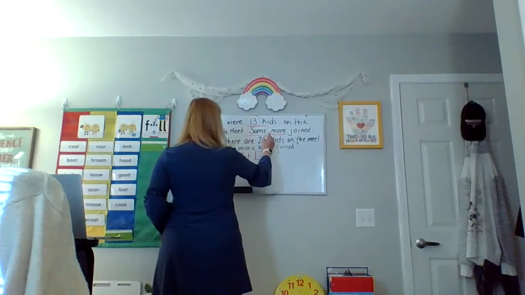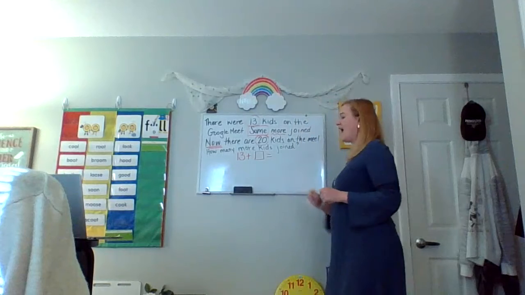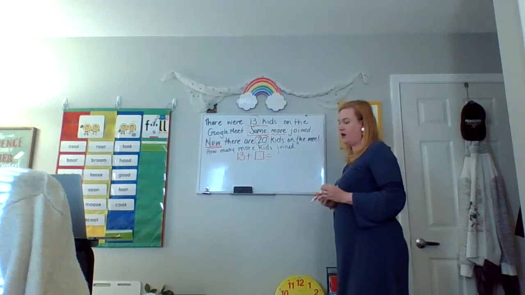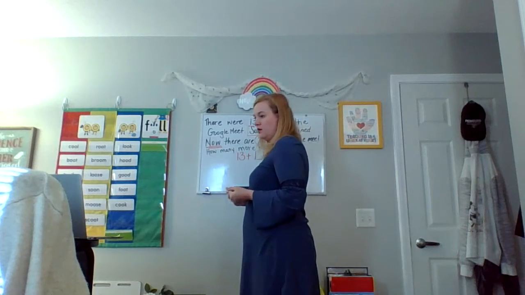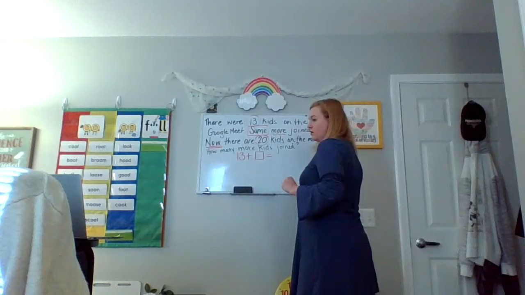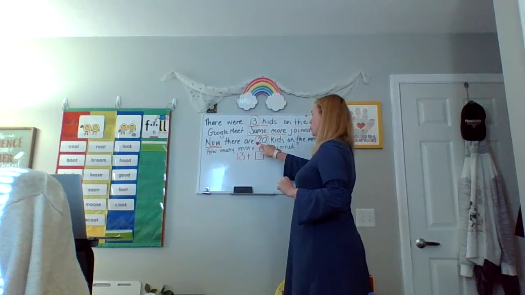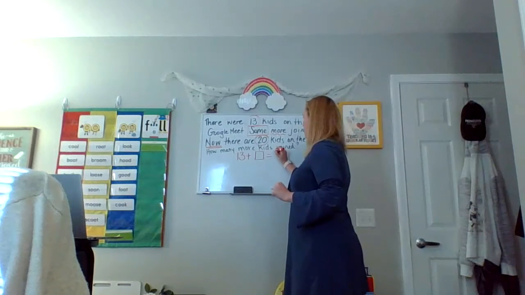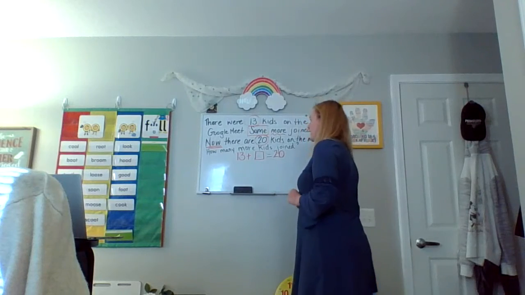Now, there are 20 kids on the meet. So what's our last number after the equal sign? Our total number. What's our total number? This is what I got to review. What's our total number, Carson? 20. 20 is our total number.